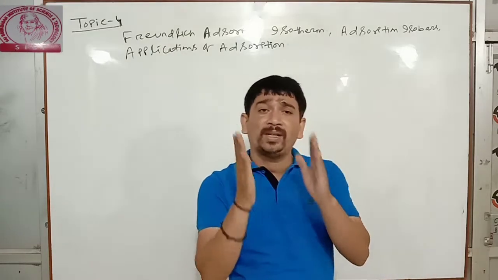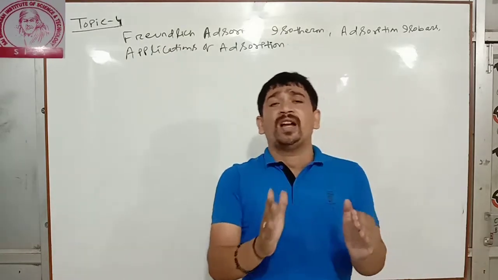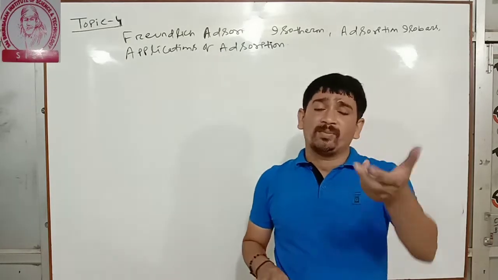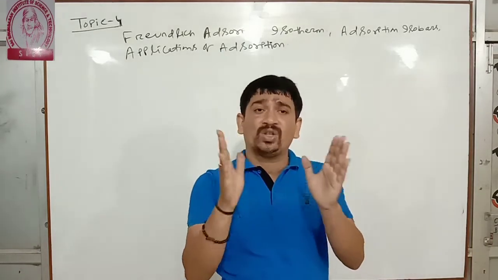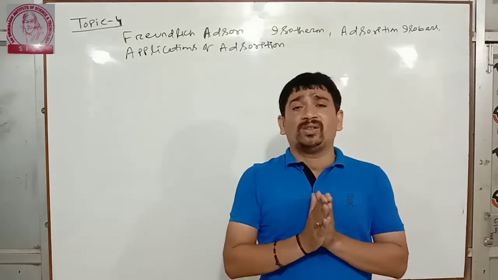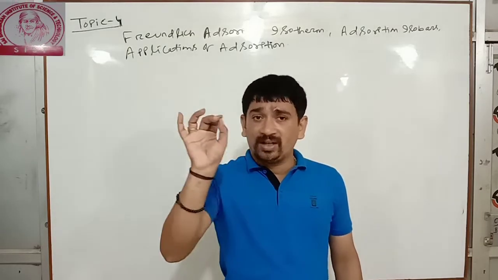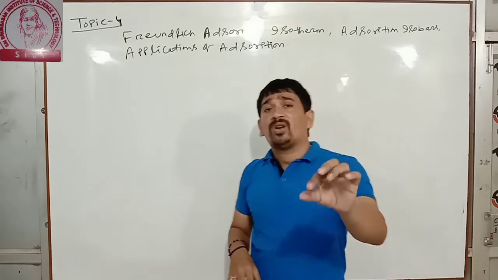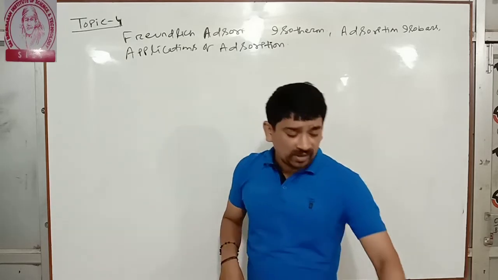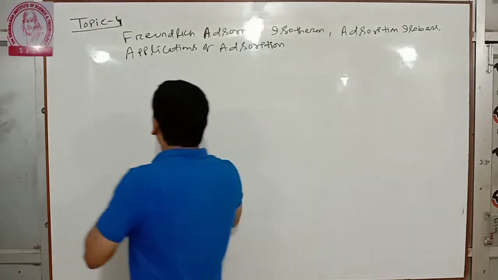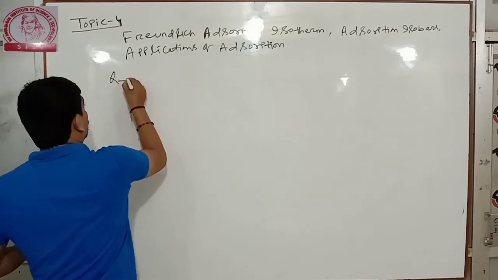Adsorption isotherm is the plot of the graph between x by m and pressure P of the gas at constant temperature. That curve is called adsorption isotherm. So this is a very important question: What is adsorption isotherm? Explain Freundlich's adsorption isotherm. This is a 3-mark question. You will put this question. I am writing this question first.